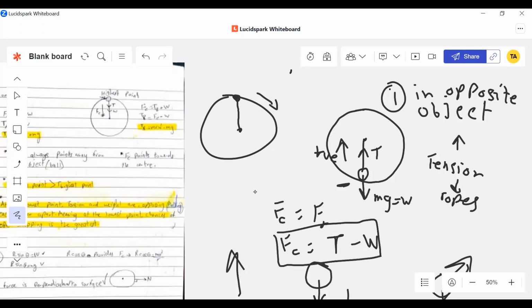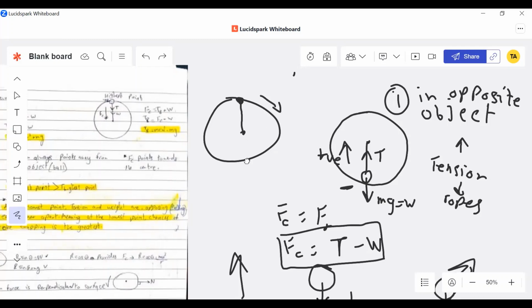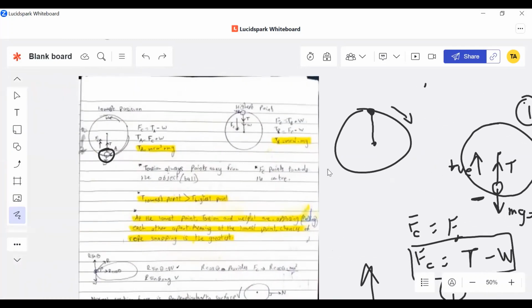Tension always points away from the object. In this case, it's upwards, so tension here is positive. So Fc equals T minus W in this case. Now, this is when the ball is downward. But what if the ball is in the upward direction? Because I told you earlier, the ball is spinning, so it will come down, move here, and then go upwards again.